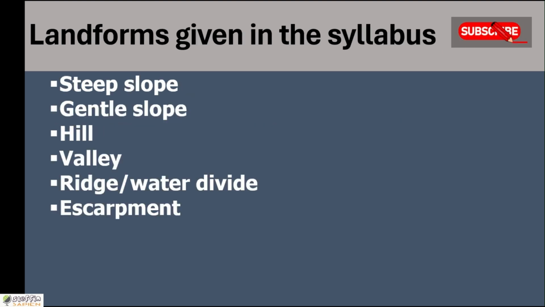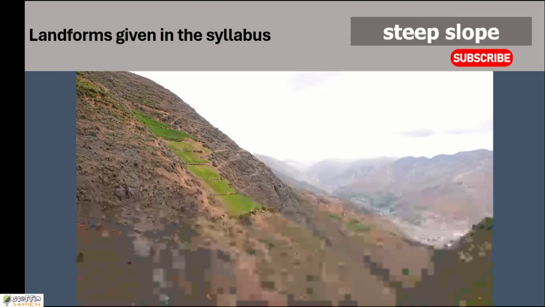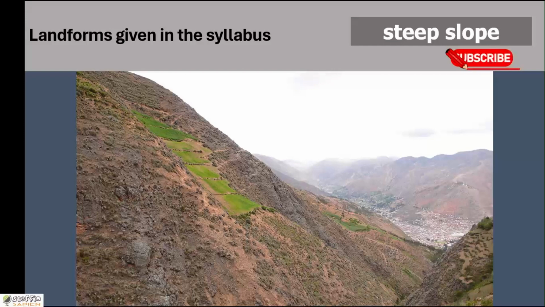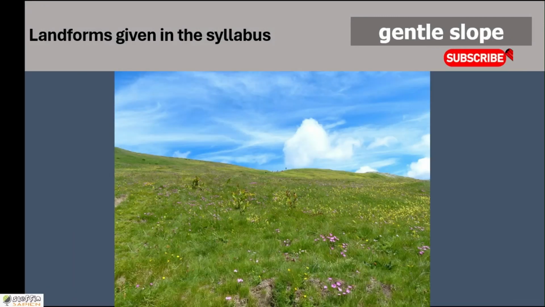These are 6 different landforms given in the syllabus, and the first one here is a steep slope. The slope on the left side of the screen is very steep. Such slopes are indicated by contours by drawing the contours very close to each other. We will learn this later. Now, this image shows a comparatively gentle slope. The gradient is comparatively very low.